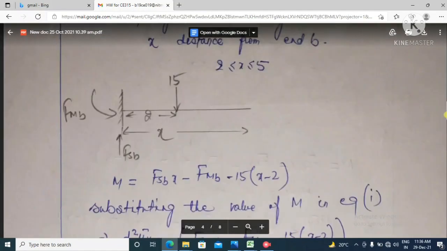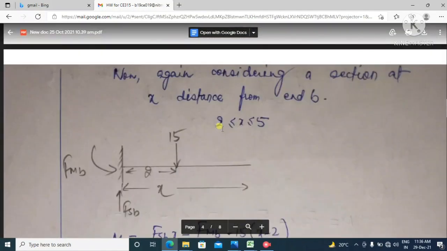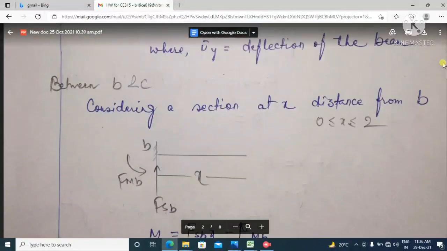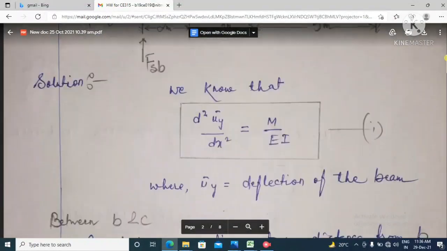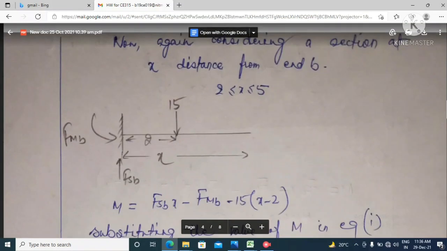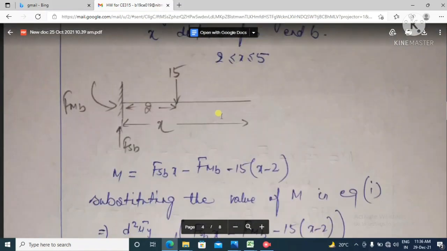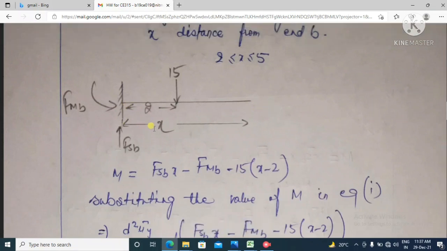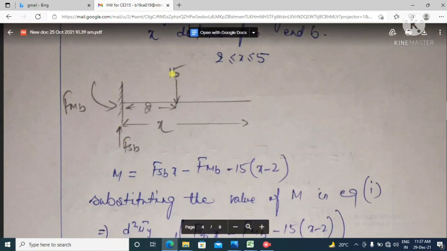Okay, and now again I will consider a section. Initially I had considered a section between B and C. Now I will consider a section at x distance from end B, but between C and D.